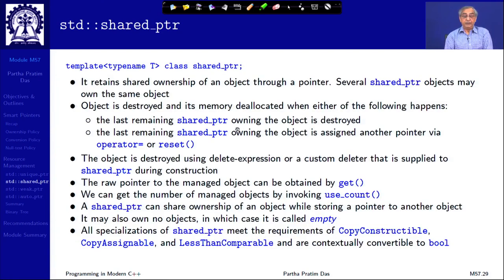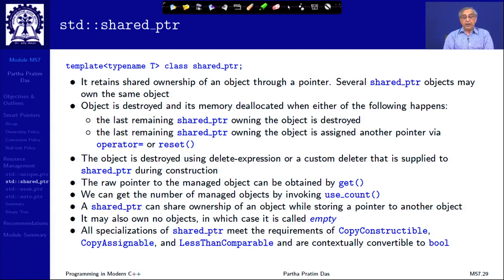Next is the shared pointer. That is the most interesting. The shared pointer is a pointer where multiple pointers can point to the same object in a shared, collaborative manner, and the managed object gets destroyed only when the last shared pointer pointing to that is destroyed. Otherwise, as long as there are shared pointers remaining who are managing that object, other shared pointers can be destroyed without destroying this object.